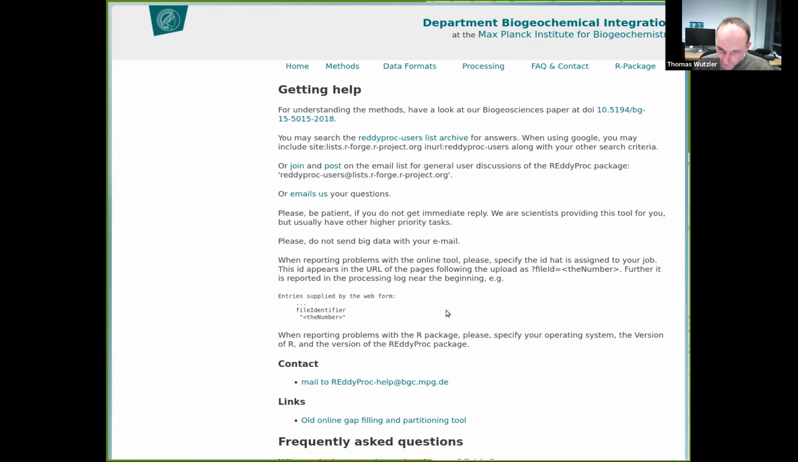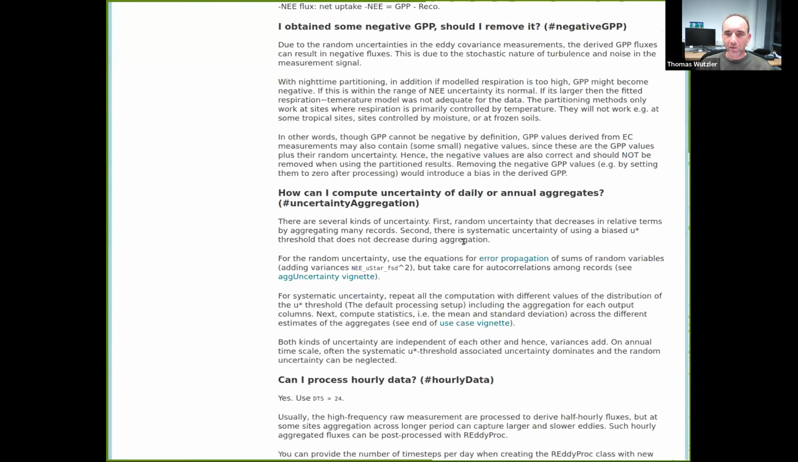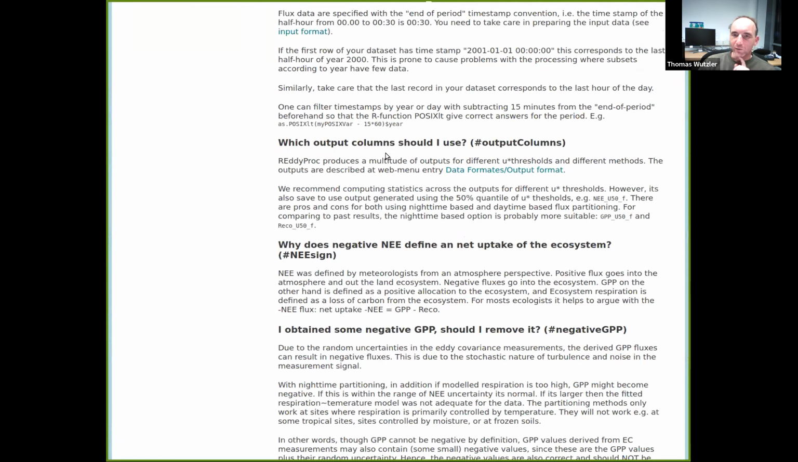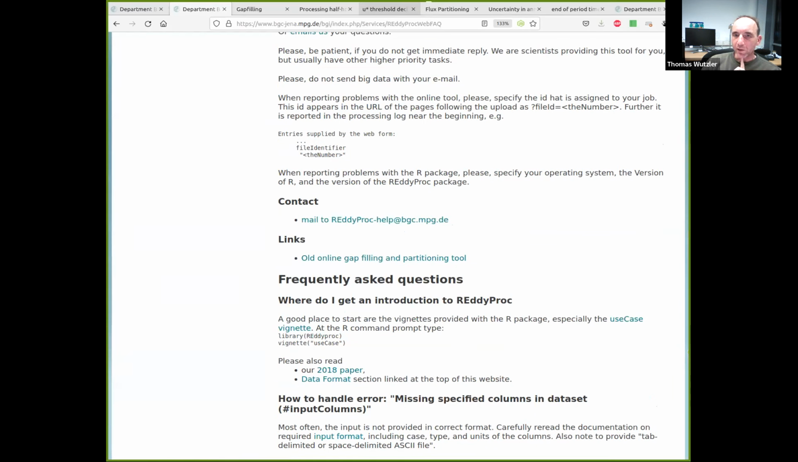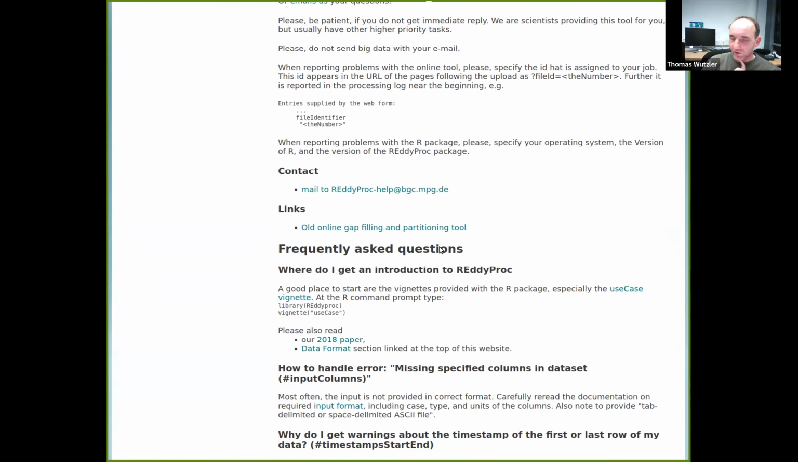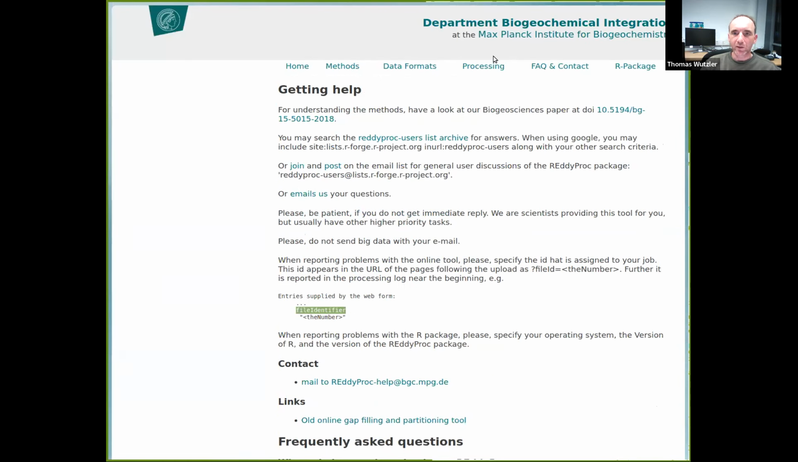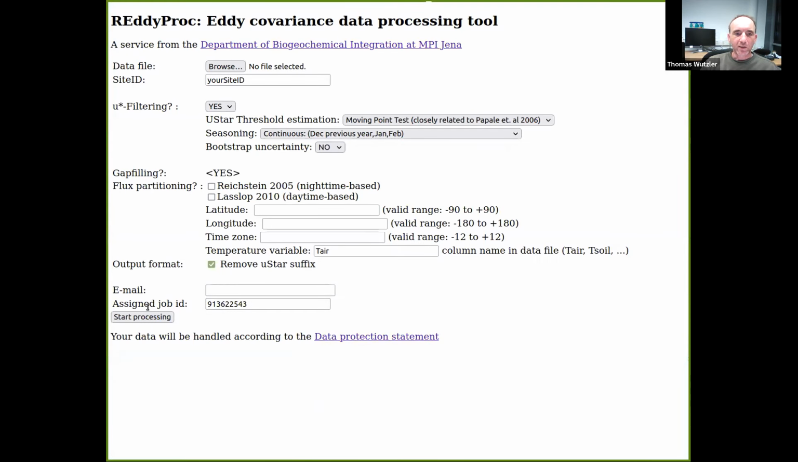So this is the FAQ page. There are a lot of frequently asked things. And if you cannot make sense out of it, or you are stuck, there is this email address here, reddyprochelp@bgc-jena.mpg.de. This will be answered by me. The best way to approach this, if you are fine with the standard processing, is that you really upload the data at the web interface, and don't send me big files. Then there is a so-called file identifier in the processing form. Go again to the processing, and there is an assigned job ID. When you start processing, this job will have this ID. If you write me your ID, I can look at the processing that happened on our servers and the logs, and this is the best way for me to debug them.